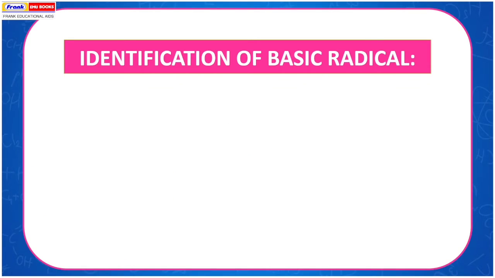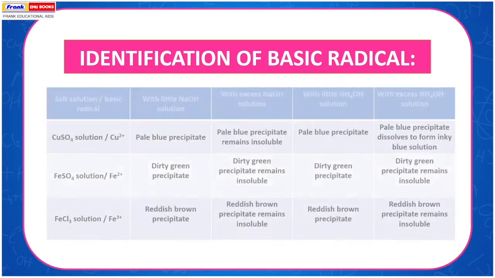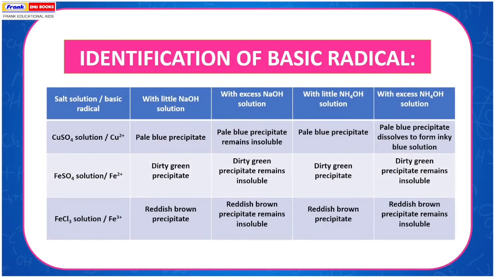Identification of basic radical. Salt solution, basic radical. Copper sulfate solution, Cu2+ ion. With little NaOH solution gives pale blue precipitate. With excess NaOH solution gives pale blue precipitate which remains insoluble. With little NH4OH solution gives pale blue precipitate. With excess NH4OH solution gives pale blue precipitate which dissolves to form inky blue solution.